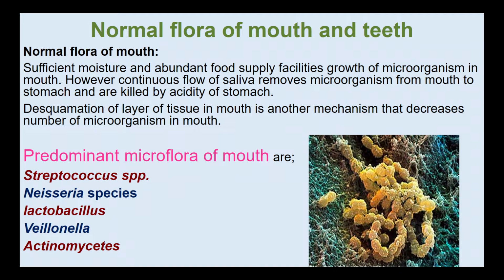The main ones, as I said, are Streptococcus, Neisseria species, Lactobacilli, Veillonella, and Actinomycetes. Really, more than 10 to the 8th microorganisms are present in the oral cavity. About 150 to 180 different species are isolated from the oral cavity, but on this slide we show only the main ones.